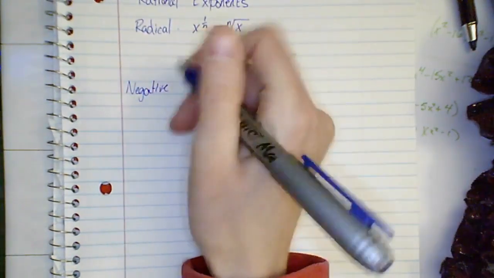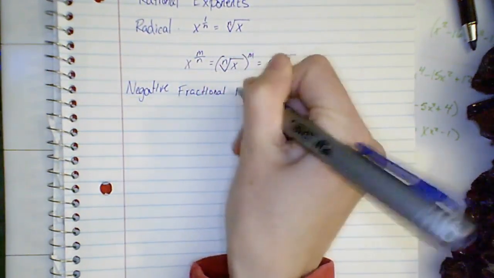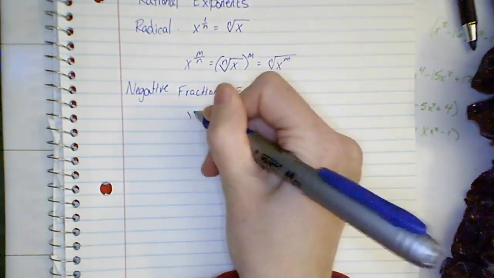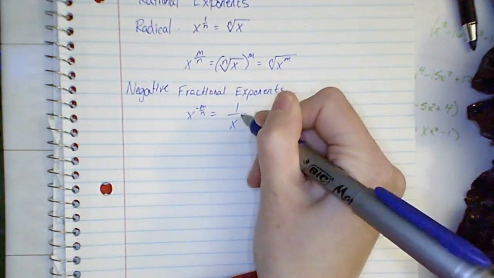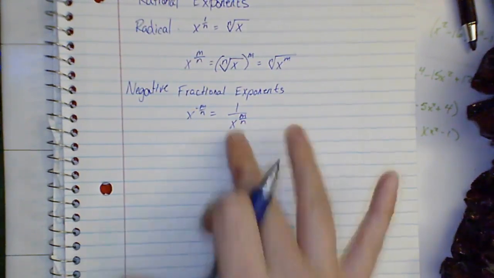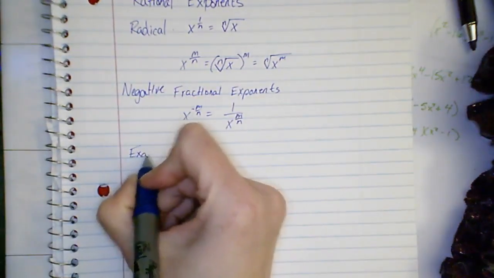And then negative fractional exponents, you just use the negative exponent rule. So if you have x to the negative m over n, you can rewrite that as 1 over x to the m over n. So it does not matter if you have a whole number or a fraction. If your exponent is negative, you can definitely bring it downstairs to make it positive, or vice versa. It could be downstairs and you can pull it upstairs. So let's look at some examples.